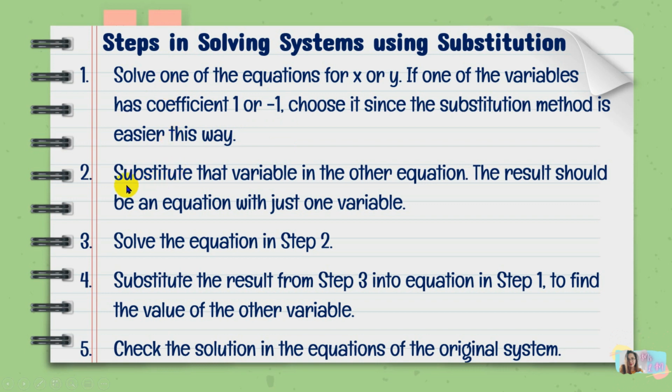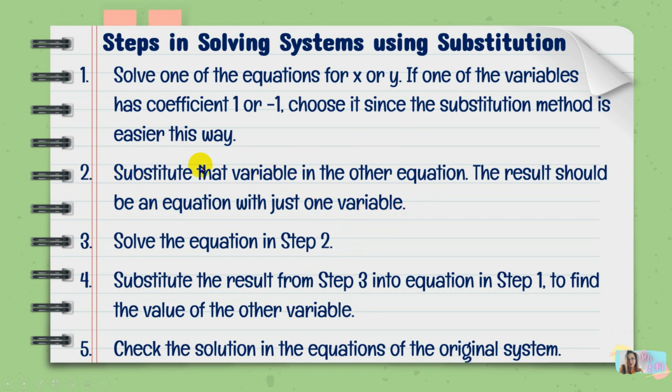Then on step number 2, substitute the variable in the other equation. So halimbawa, ang nahanap natin sa step 1 is equation 1. Isa-substitute natin yung nakuha natin dito sa step 1 dun sa equation on our step number 2. The result should be an equation with just one variable. So dapat makita natin na x lang lahat ng variable or y na lang yung lahat ng variable na matitira once na makapag-substitute tayo. Then on step number 3, solve the equation in step 2.